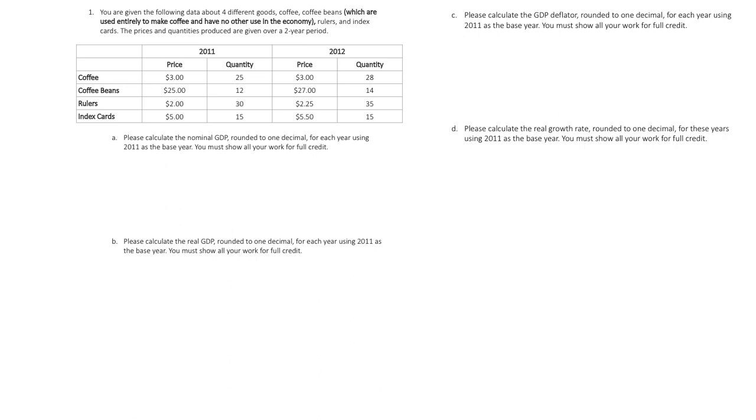Let's start by reading the instructions. You are given the following data about 4 different goods: coffee, coffee beans, which are used entirely to make coffee, have no other use in this economy, rulers, and index cards. The price and quantities produced are given over a 2-year period.